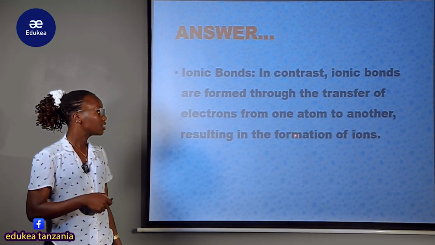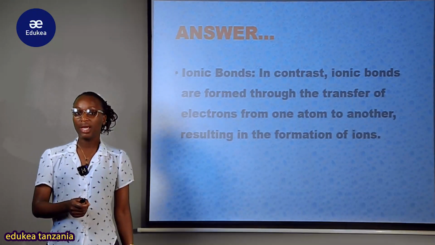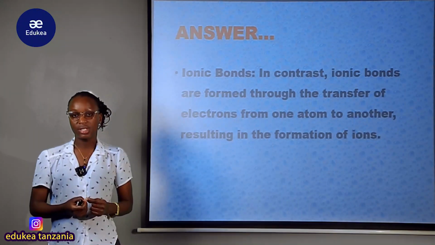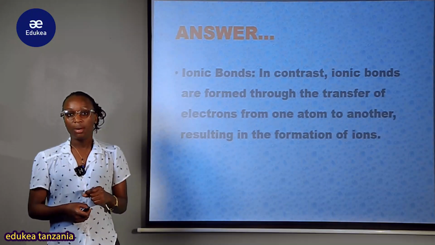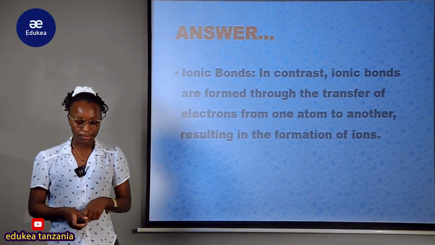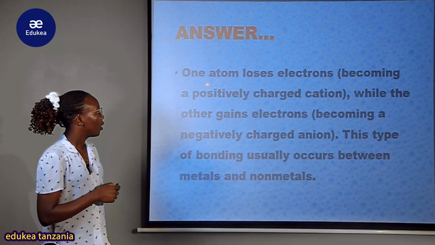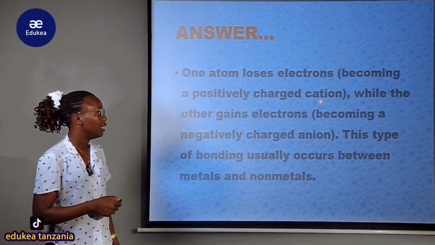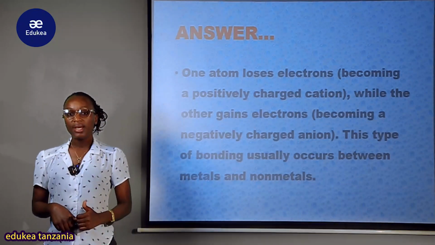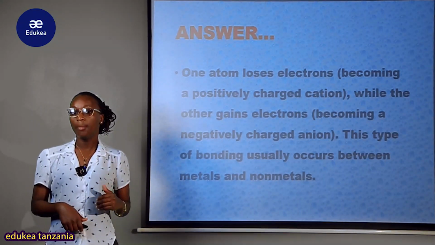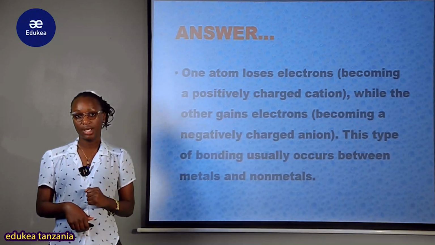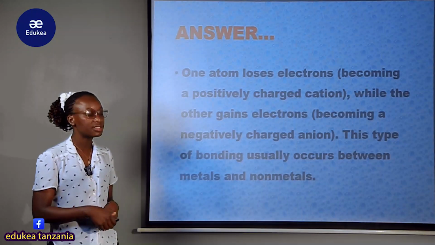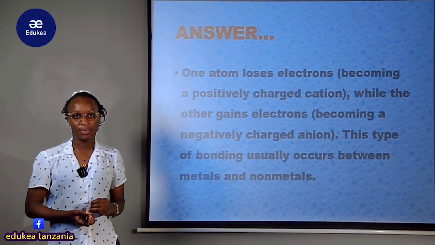So the way electrons tend to transfer from one atom to another atom inapelekea formation of ions. That's why tunakuja kupata ionic bond or electrovalent bond. Okay, one atom loses electron becoming positively charged, ambayo ni cation. Kwamba one atom tend to lose. Always we know metals are the ones which tend to lose electrons. So once they lose electrons, simply they become positively charged ambayo inajulikana kama cation.